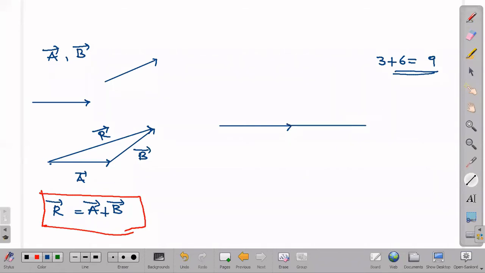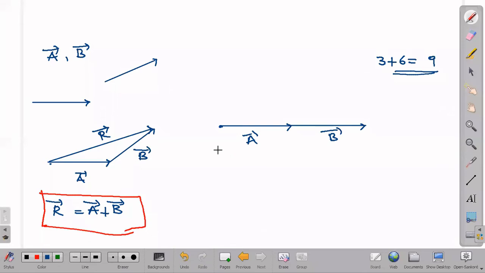Now, what happens if we take the addition of this? This is a bar and this is b bar. So what we have to do according to this procedure? We have to take the tail of the first vector and the head of the second vector. We will be joining them. If we join them, we will get a straight line. This totally is our addition, a bar plus b bar. Right? So this is the general way of adding two vectors.